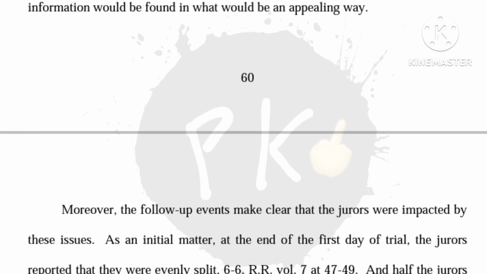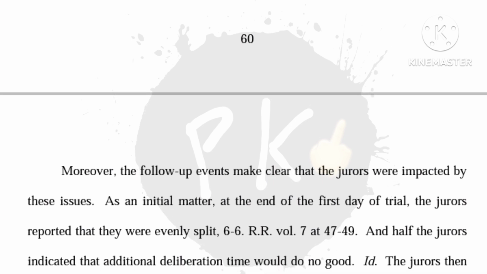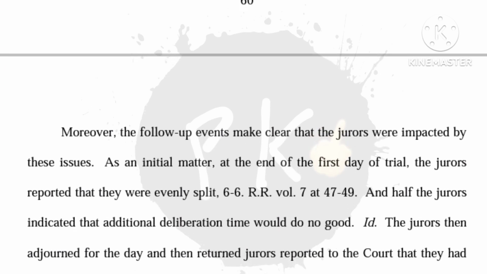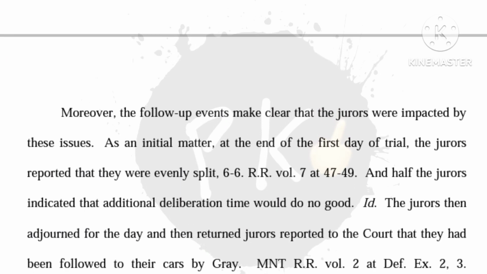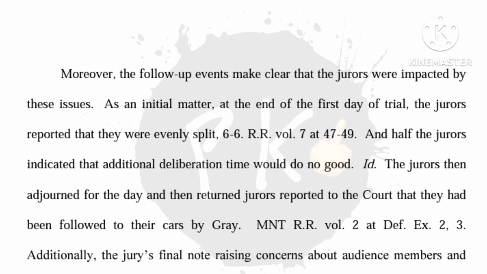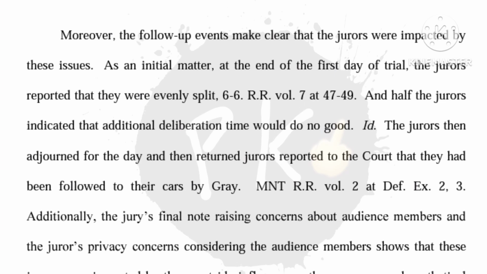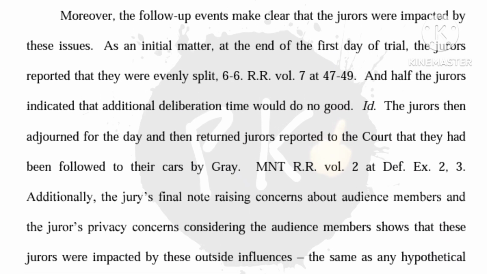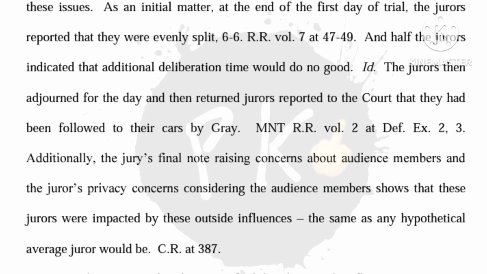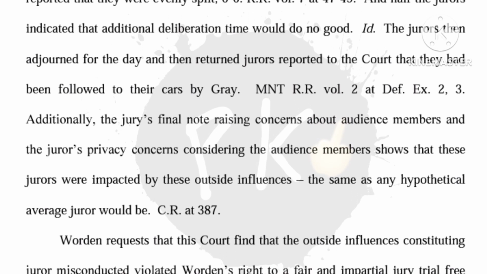Moreover, the follow-up events make clear that the jurors were impacted by these issues. As an initial matter, at the end of the first day of trial, the jurors reported that they were evenly split, and half the jurors indicated that additional deliberation time would do no good. The jurors then adjourned for the day and returned. Jurors reported to the court that they had been followed to their cars by Gray. Additionally, the jury's final note raising concerns about audience members and the jurors' privacy concerns considering the audience members shows that these jurors were impacted by these outside influences, the same as any hypothetical average juror would be.